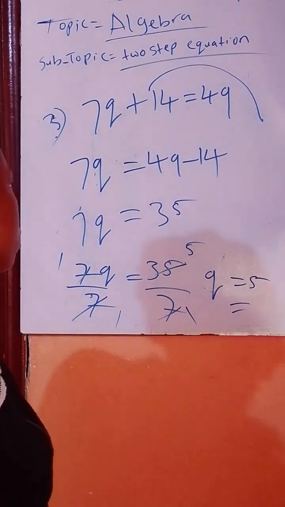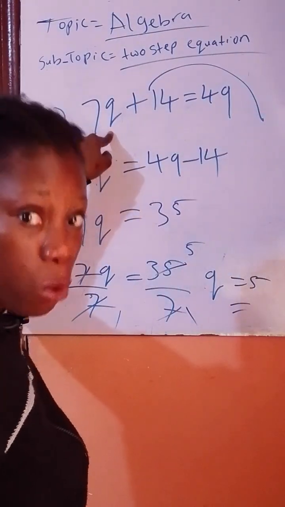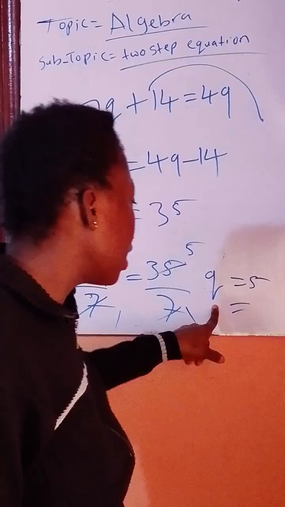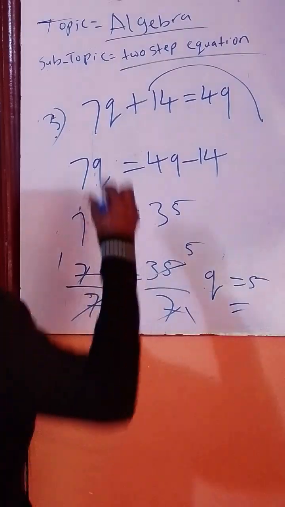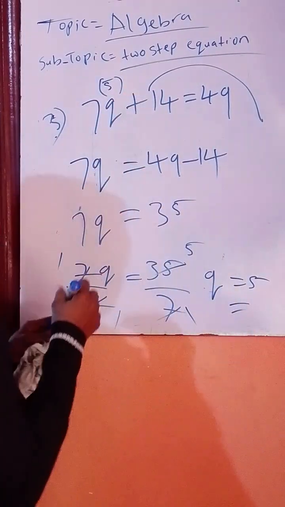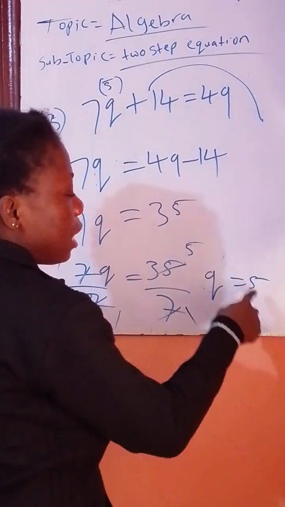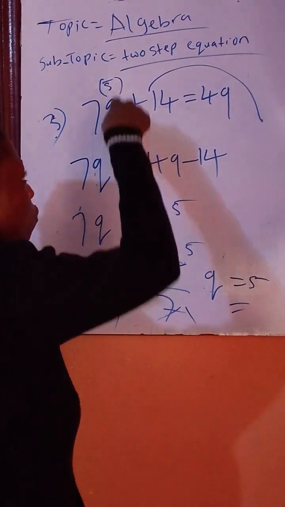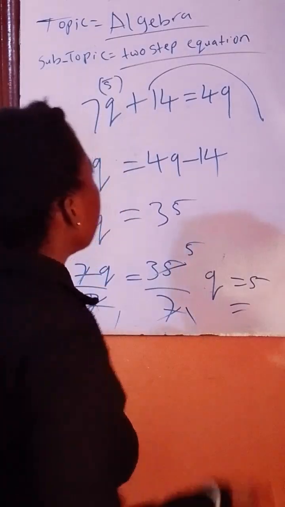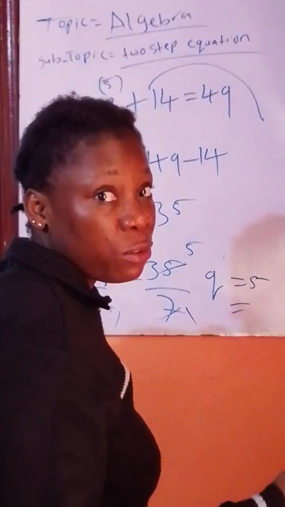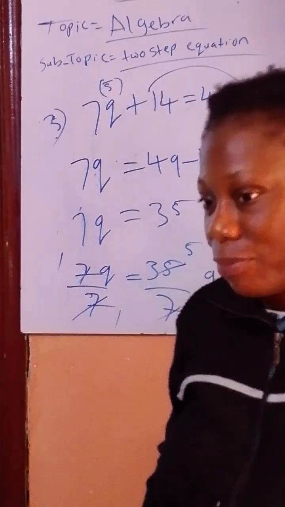So let's check the answer. Here we did not know our q before. So we have gotten our q. Our q now is 5. We replace this q with this 5. This 7 times 5 gives us 35. 35 plus 14 gives us 49. That means the answer is correct.